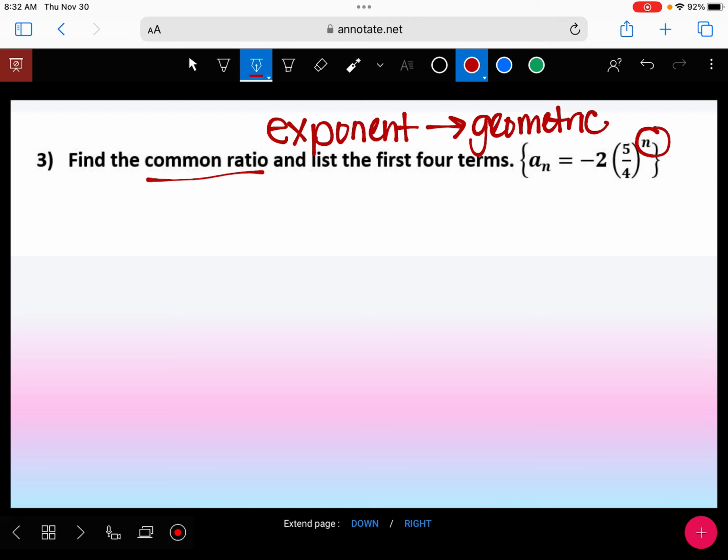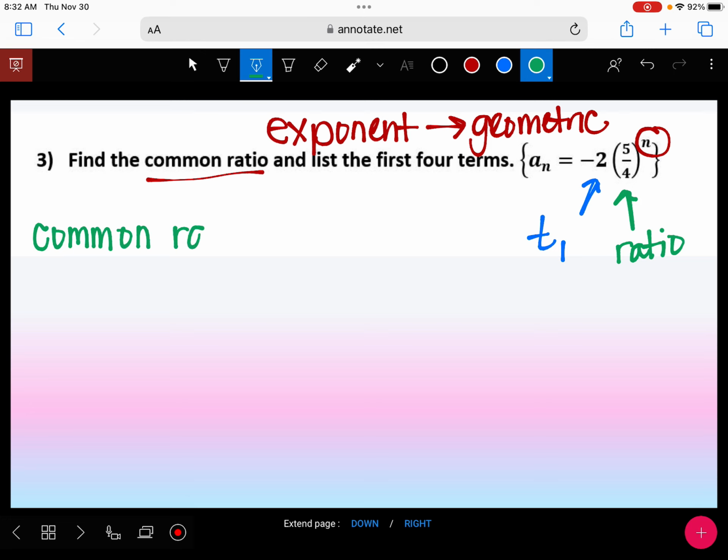So this is geometric. The number in front is your first term, and the base of my exponent is my common ratio. So for this one, we have a common ratio of 5/4. And it's asking you to list the first 4 terms.